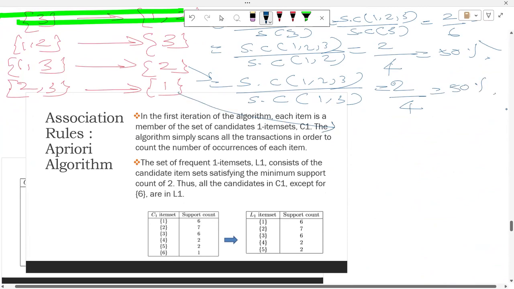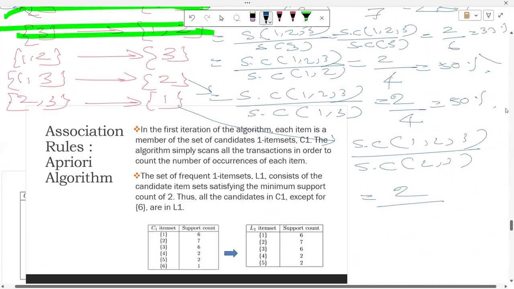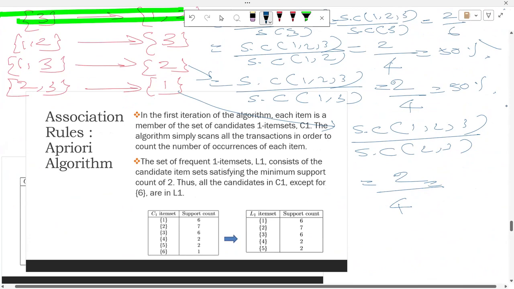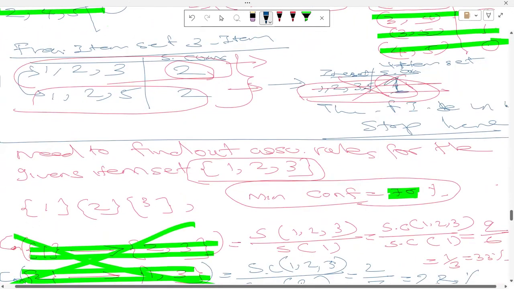So the last one, support count of 1 comma 2 comma 3 divided by support count of 2 comma 3. Support count of 1 comma 2 comma 3 is 2, divided by support count of 2 comma 3, which is also 4. So that is also 50%, right? So based on the 6 association rules, we can say there is no rule satisfying the minimum confidence, which I mentioned as 70%, right?